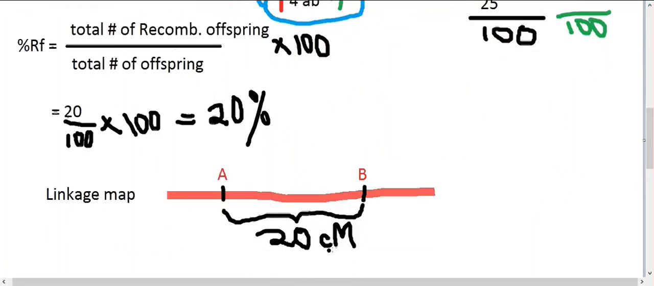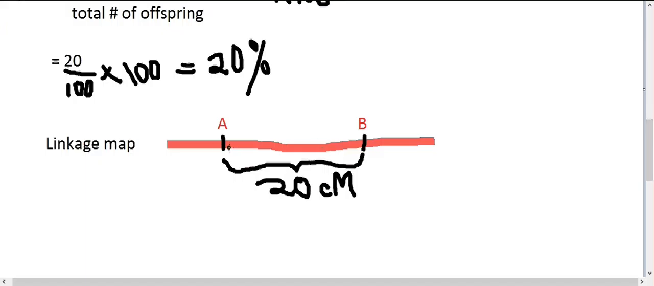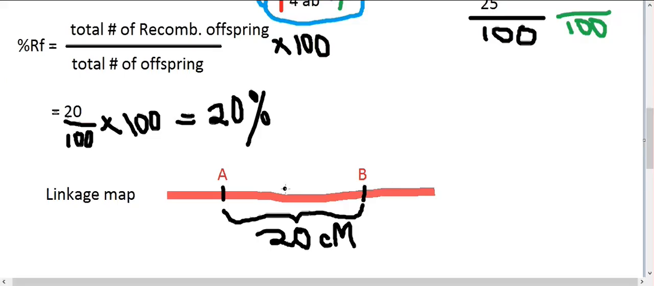Because if you get 50 or more centimorgans here, this 4 to 1 to 1 to 4 will start looking like 1 to 1 to 1 to 1, but the genes are still linked. It is just that they're so far apart, 50 centimorgans apart, that the frequency of recombination or crossing over basically gets greater.